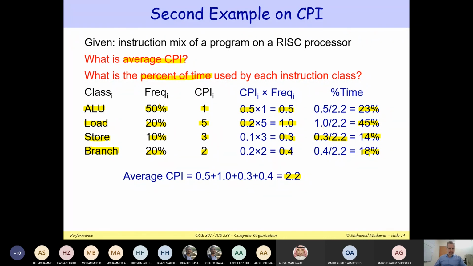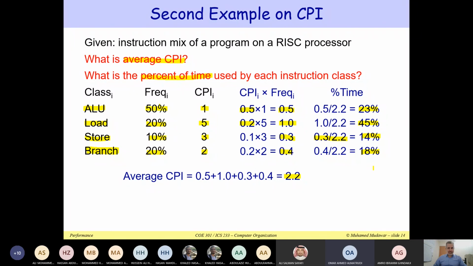If you add all of these weights here, which I rounded, you get 100%. Okay, is this clear? That's how we calculate the percent of time. Any questions about this? Students, can you get this?